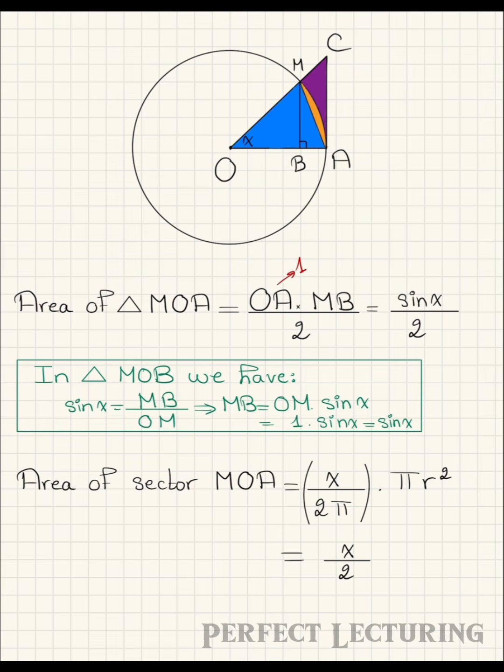What about the area of the sector MOA? It is equal to the central angle, which is x divided by 2 pi, multiplied by the area of the entire circle, that's pi r squared, and this is a formula, but the radius is equal to 1, so we end up with x over 2.